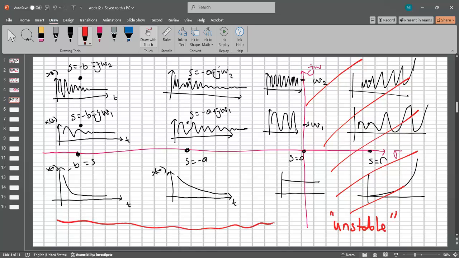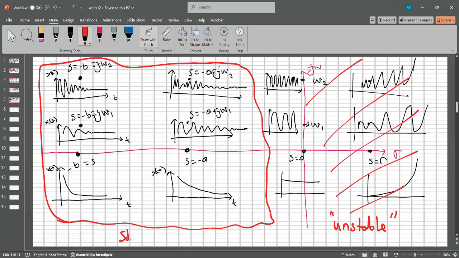This region, this is stable. Why? Yes, it's approaching what? Some constant. What is this? Neutral. Neutral is stable. Either we can go to infinity or to some constant value. Right?